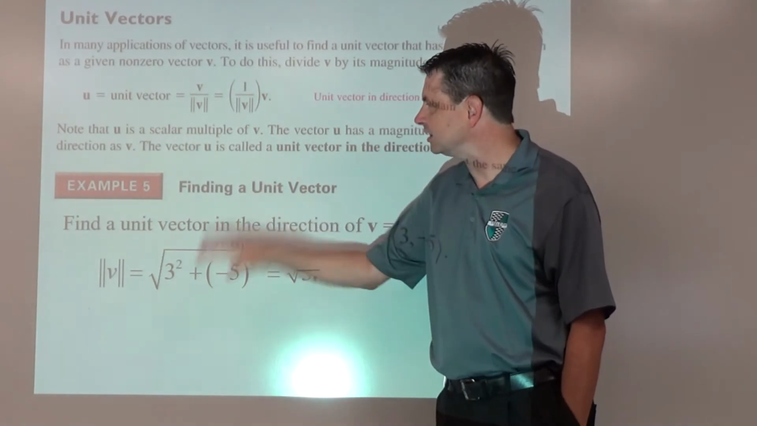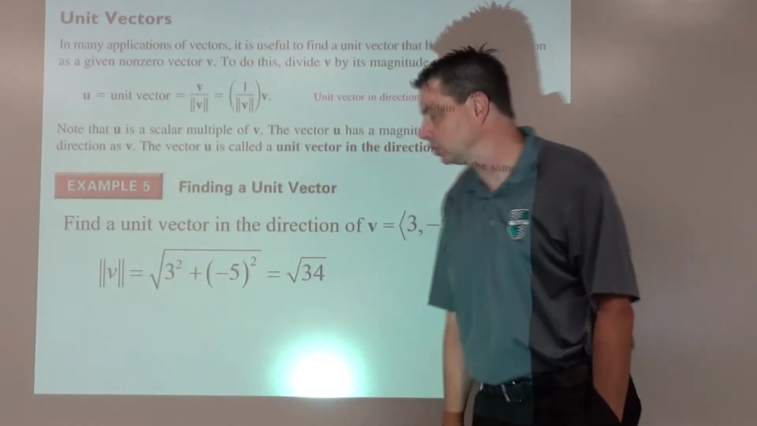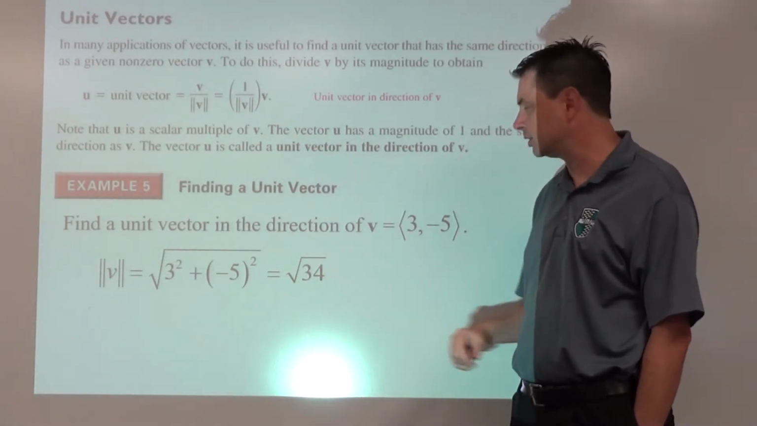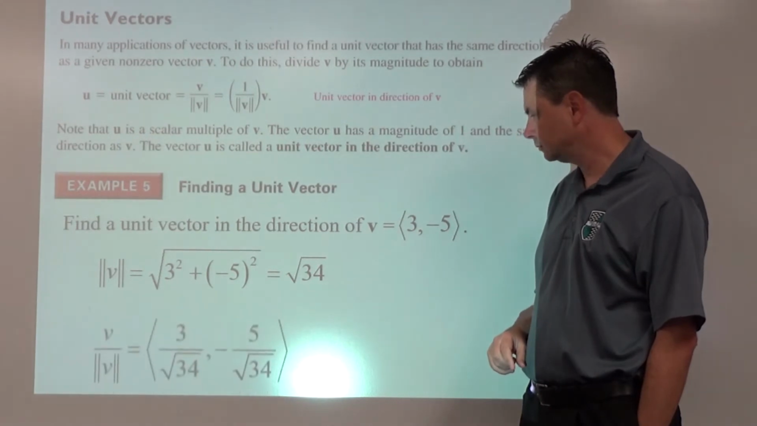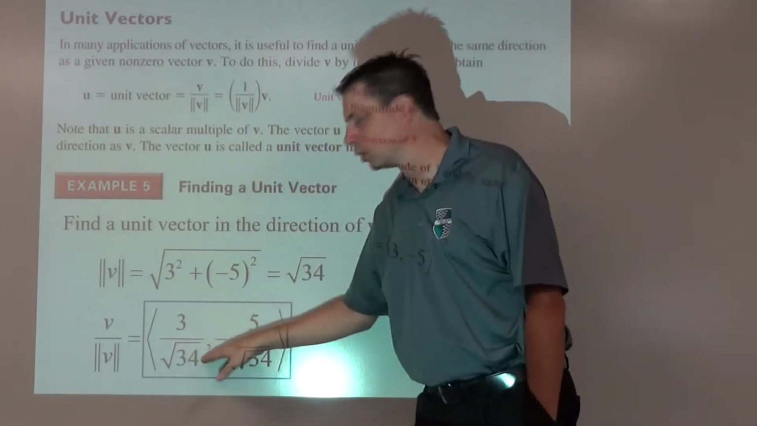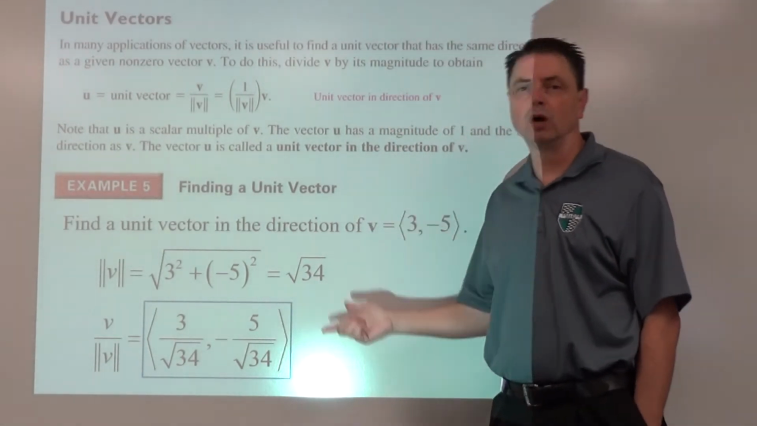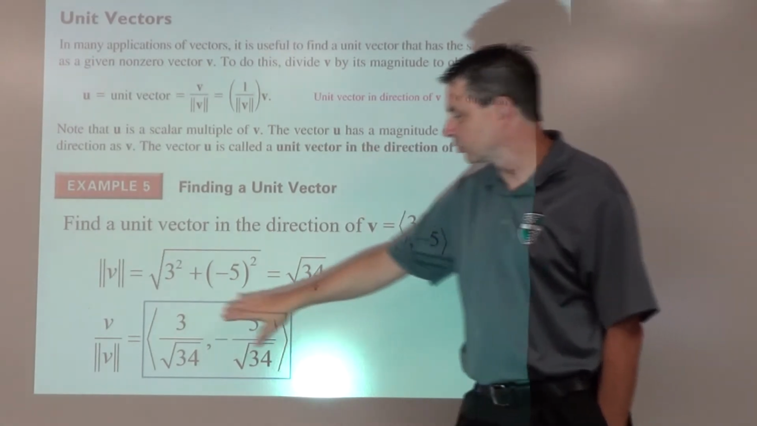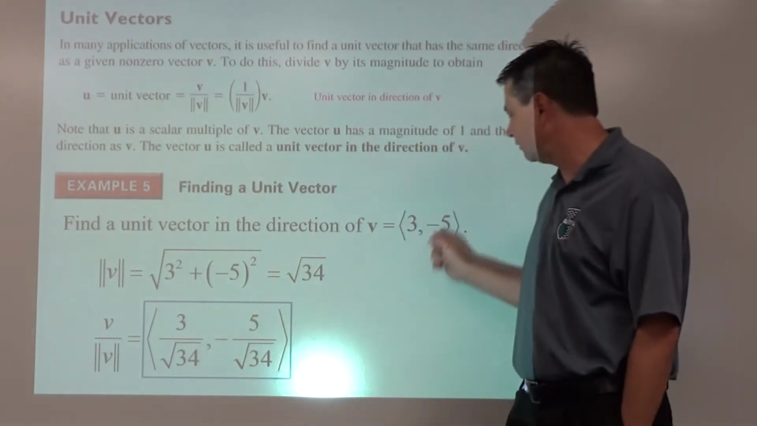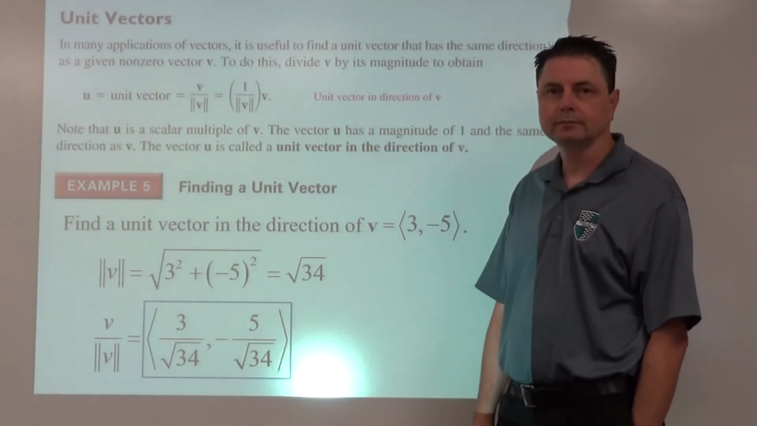So now to get the unit vector, which would be v over the magnitude of v, we're just going to take our vector and divide by the magnitude. So we would get pointy brackets 3 over square root of 34. No, you don't have to rationalize that. If you want to, that's fine. We get 3 root 34 over 34 in that case, comma negative 5 over square root of 34.